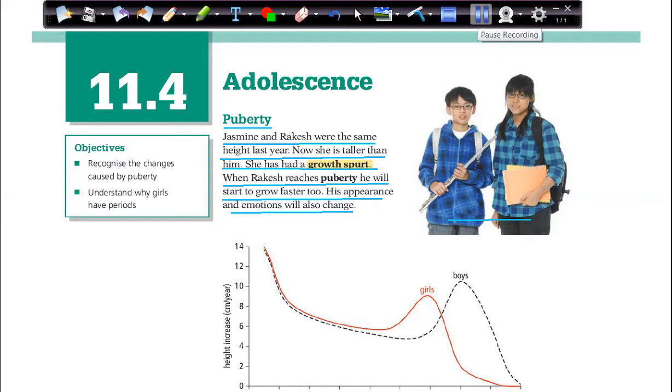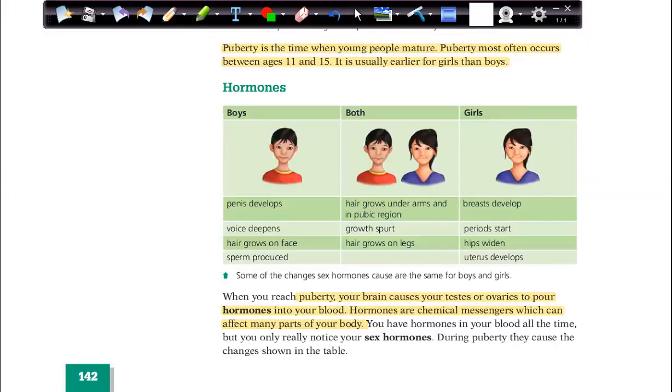So what causes all this? Why are people growing up suddenly and everything about them is changing, their behavior, their body shapes and everything? What makes people grow up and be different from childhood? Puberty is the time when young people mature. Puberty most often occurs between age 11 and 15. It's usually earlier for girls than boys.